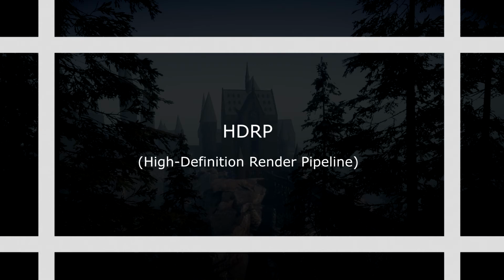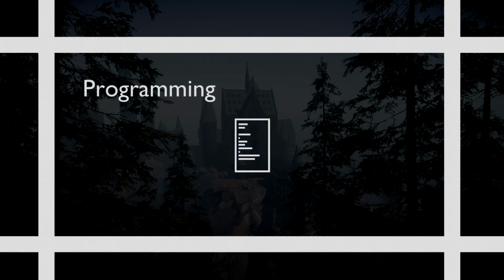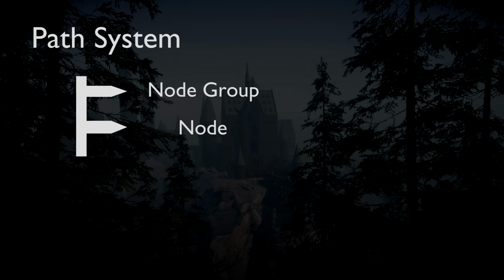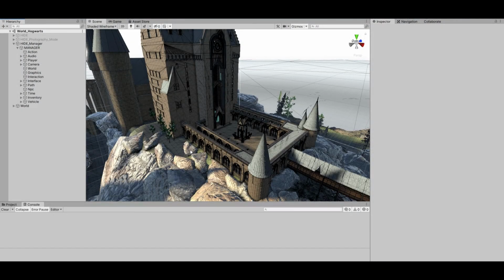Also, I wanted to point out that we moved the entire project to the new render pipeline of Unity, the HDRP, High Definition Render Pipeline. So let's start with programming, with our lovely path system. Currently in game, our path system is composed by the node group and the node. But let's see how it really works in the engine.